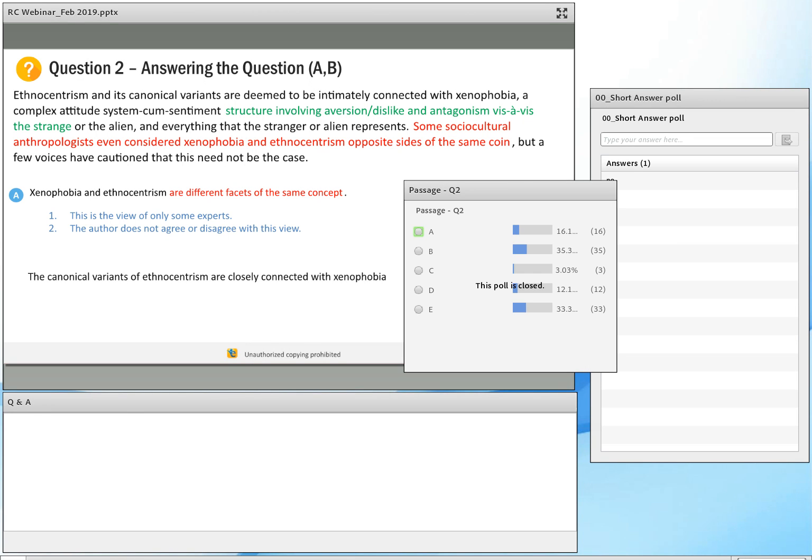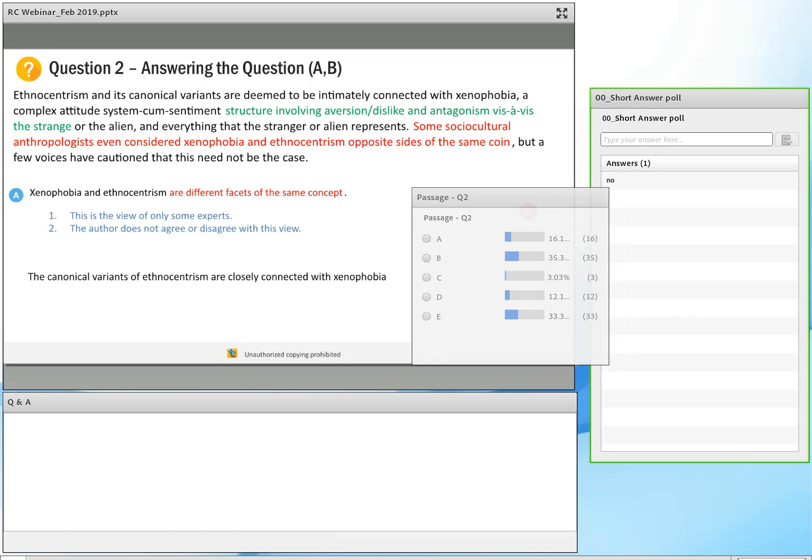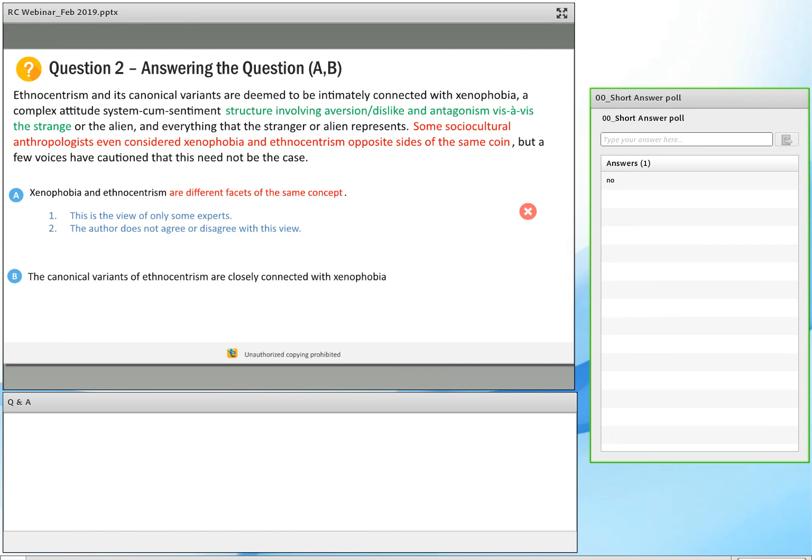About 16% of you chose choice A, and you can really see choice B is popular, so is choice E. Okay. The canonical variants of EC are closely connected with xenophobia. Again, is this the author's view? No, it's a considered view. It's a deemed view, and this view doesn't really indicate what the author actually believes. The author may believe in this, or may not.